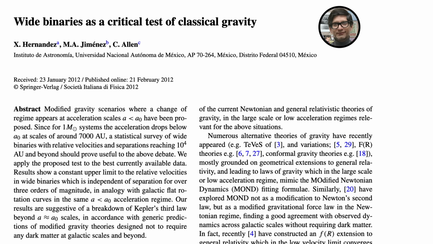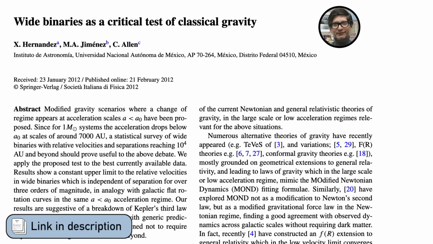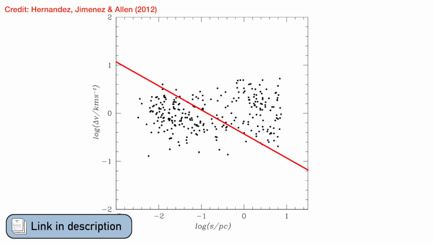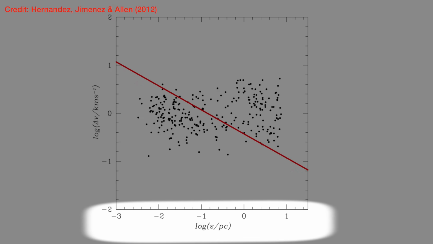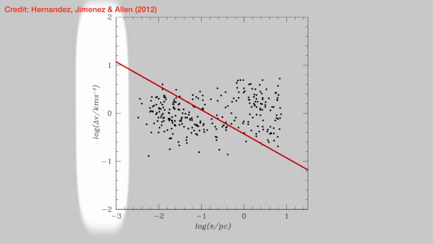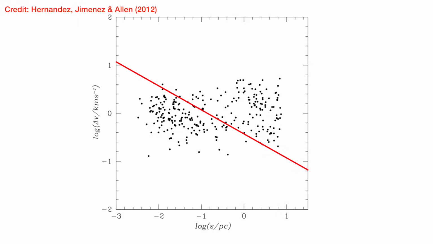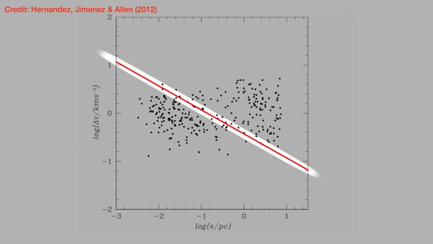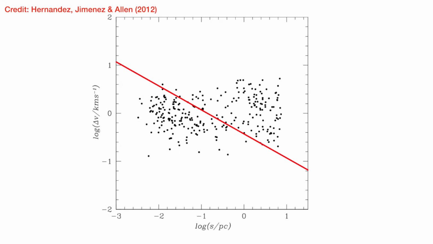Now, this test was first proposed back in 2012 by Hernandez, Jimenez, and Allen. And all you do is plot how far the stars are apart from each other on the x-axis here, and then the speed they're orbiting around each other on the y-axis. And if general relativity or Newton's equations are the right theory of gravity, you should get this diagonal line like this. But if MOND is right, then at these wide separations, this should diverge where you get these lower accelerations. The problem is having data accurate enough to actually do this, because you don't directly observe how fast the stars are moving around each other.